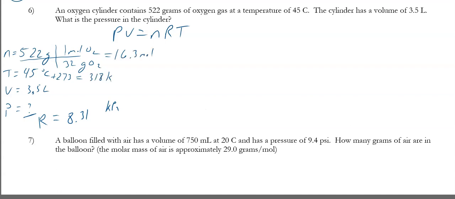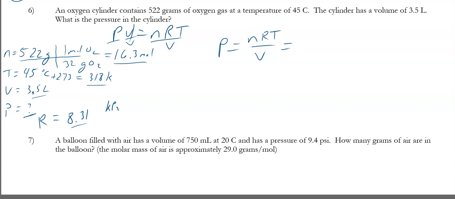So I went ahead and calculated our moles of oxygen gas and our temperature in Kelvin. We have our volume in liters, and we have our R value we're going to use down here. And we're looking for pressure in this case, so we're going to divide both sides by volume. Divide by volume, that'll cancel. And we have pressure equals nRT over V.